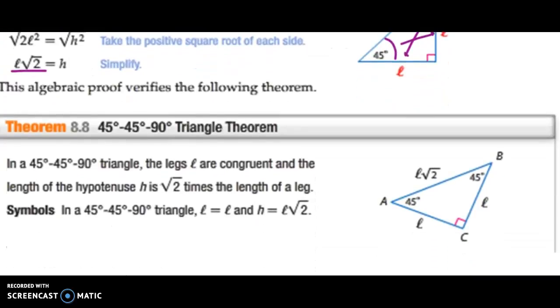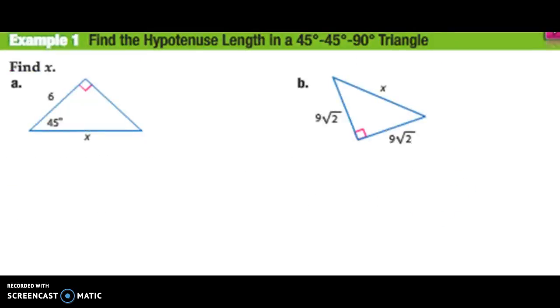This is the form we have: leg 1 and leg 2 are both the same length, and the hypotenuse is that length times the square root of 2. So we can use that information to figure out some missing sides of a 45-45-90 triangle.